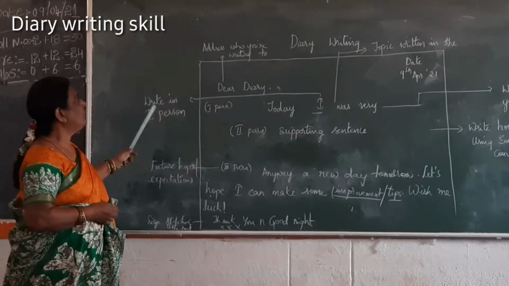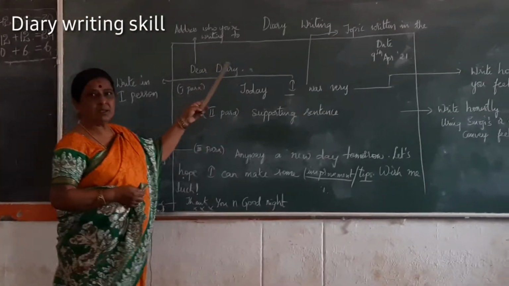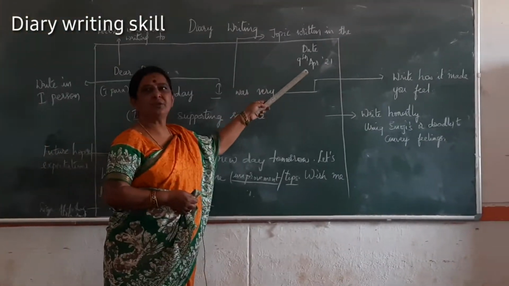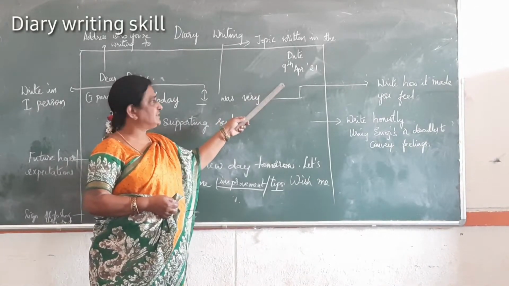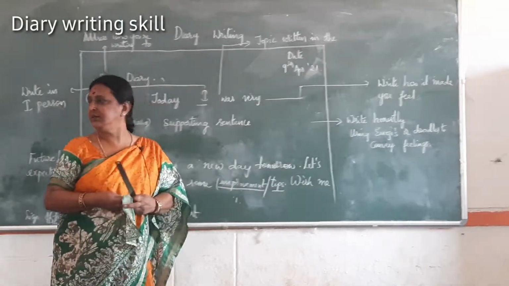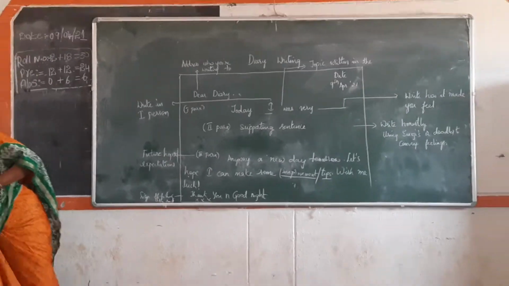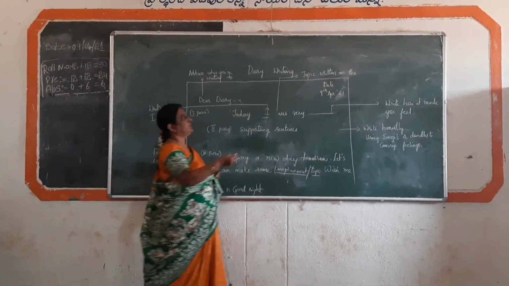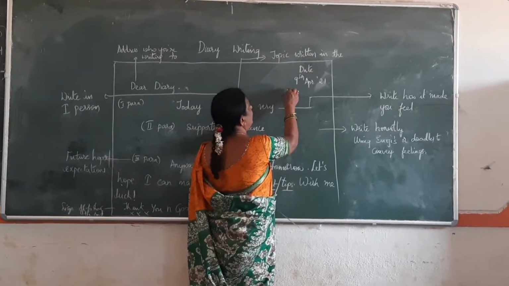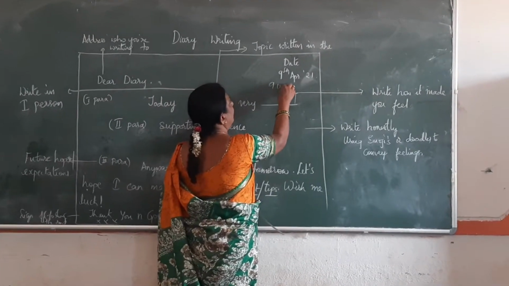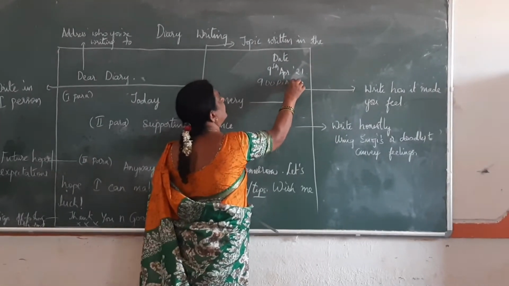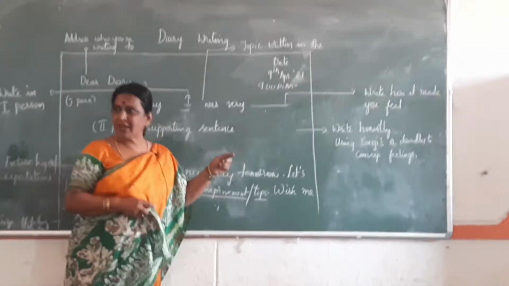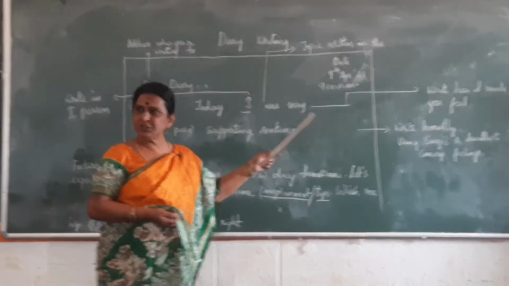So first of all, on the right side of the page we write the date, and one should write the timing also: the time at which you are going to write. It may be at 9 p.m. or 10 p.m. or whatever. Usually one writes the diary at night, after the completion of the day.